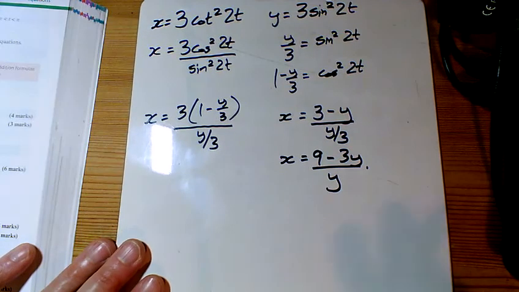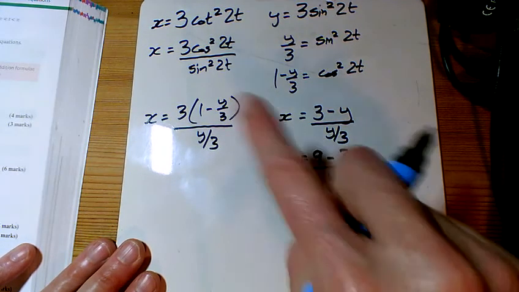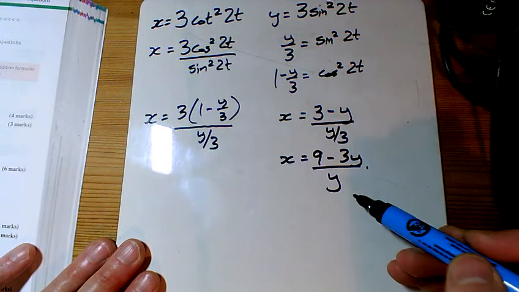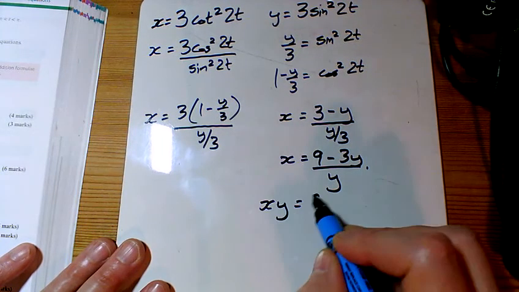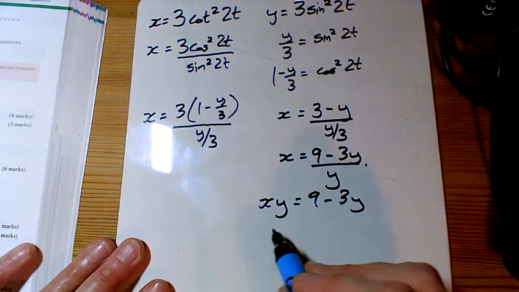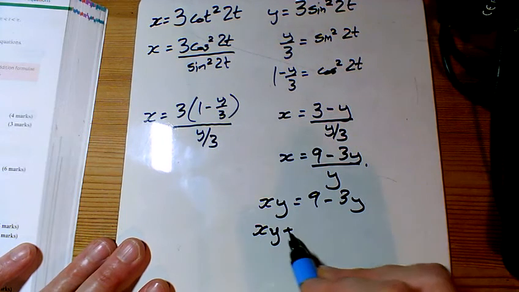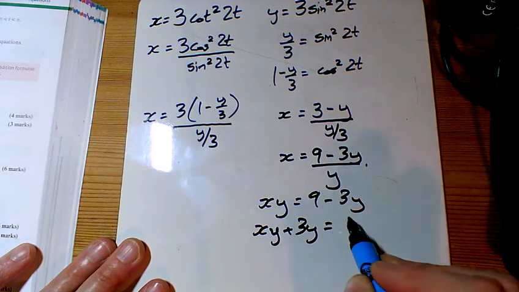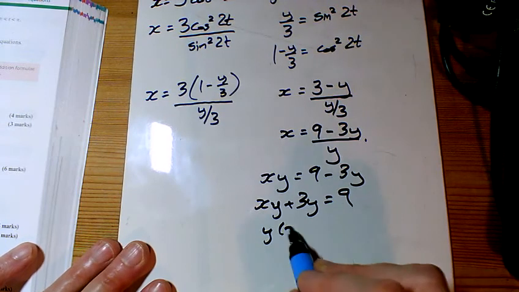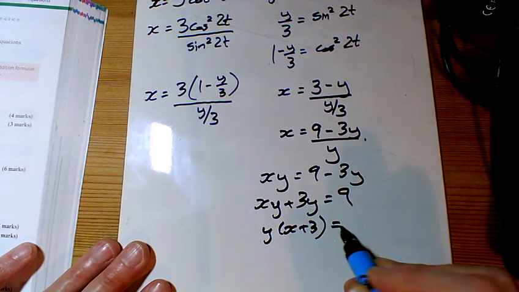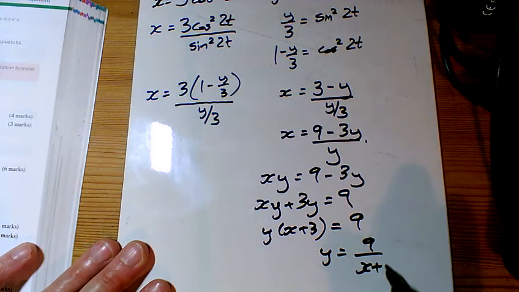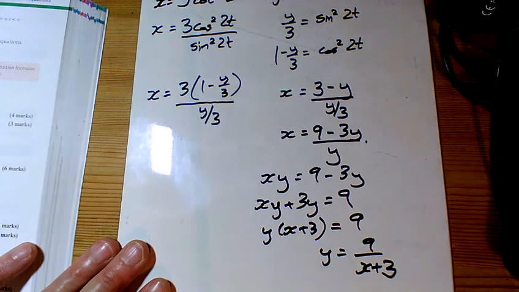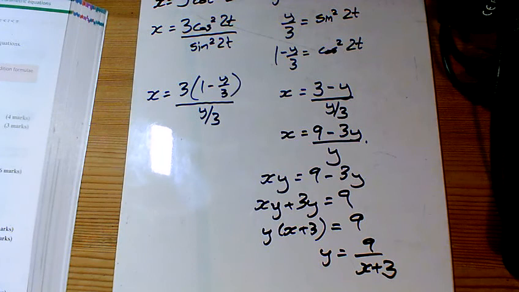And although this isn't the format they want it, I think that was the easiest way to get out the trig and now into the algebra. Because now I'll multiply up the y, I'll add the 3y to both sides, I'll factorize and divide. And there I've got to the answer. I'm getting out of the trig as fast as I could.